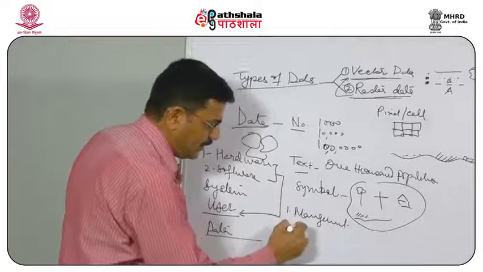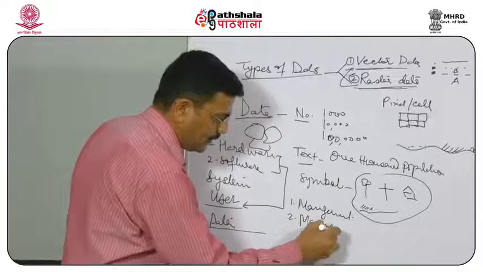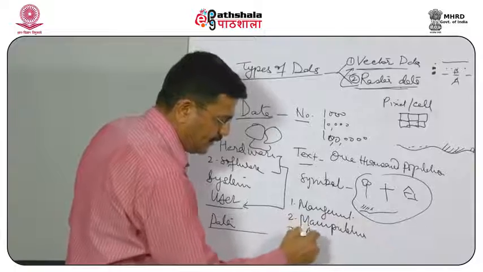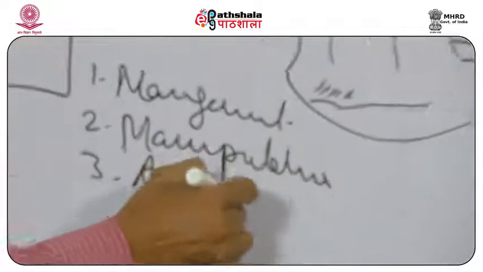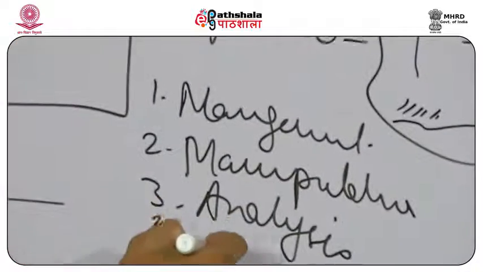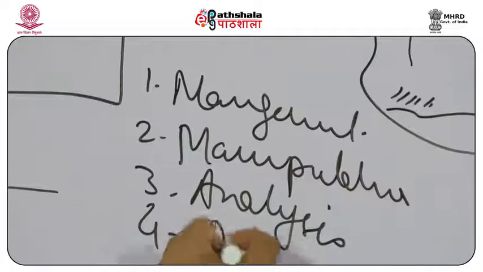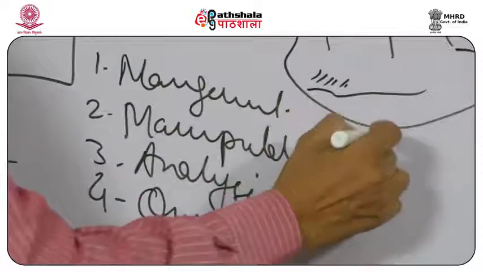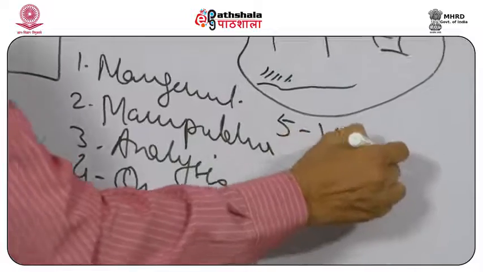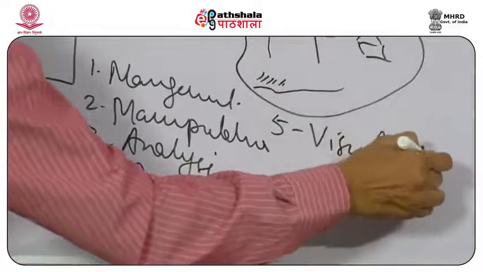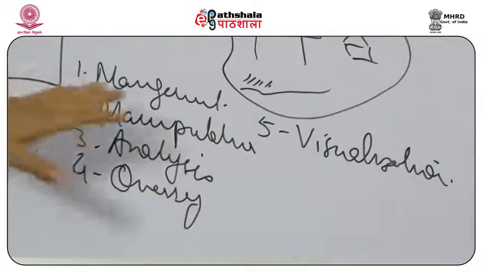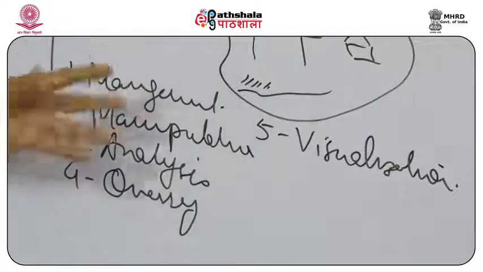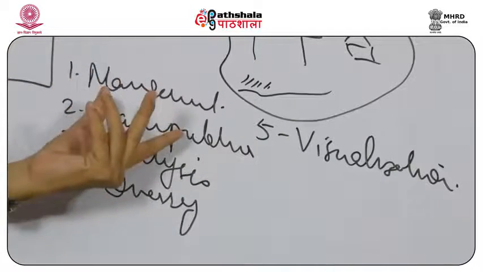Second is data manipulation. Third is data analysis. Fourth is query, and fifth is visualization. So what we have, GIS database analysis: database creation includes data management, data manipulation.